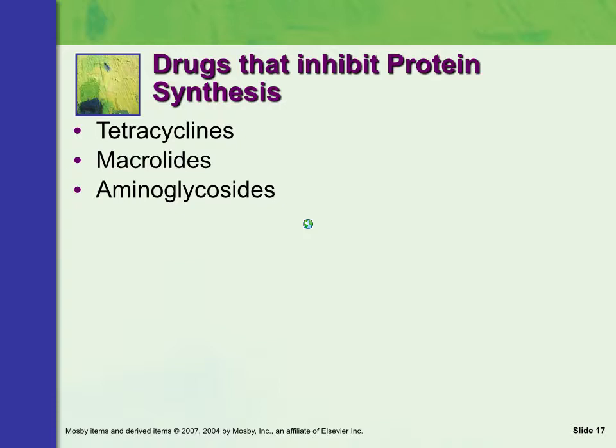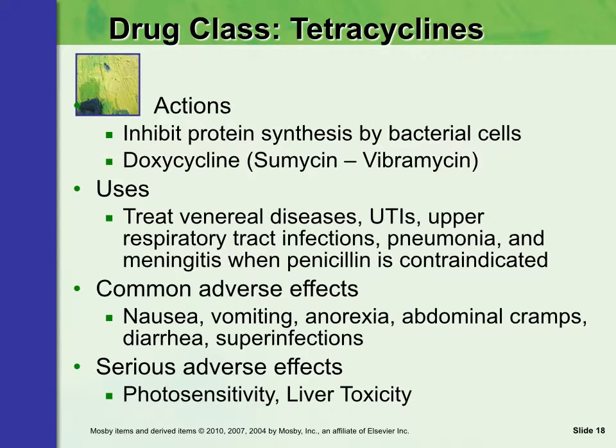The drugs that inhibit protein synthesis: the tetracyclines, the macrolides, and the aminoglycosides. The tetracyclines, we use it, and you see some of the different uses there on the slide: urinary tract infections, respiratory infections. Sometimes we use it for acne. So there's quite a bit of uses for the tetracyclines. It causes abdominal cramps, and it can cause liver toxicity, photosensitivity.